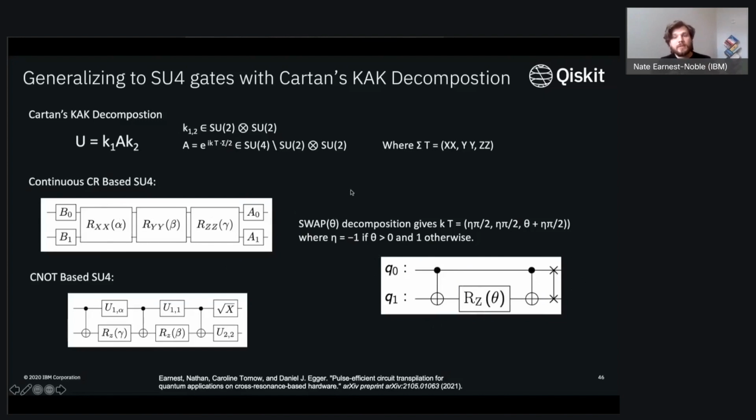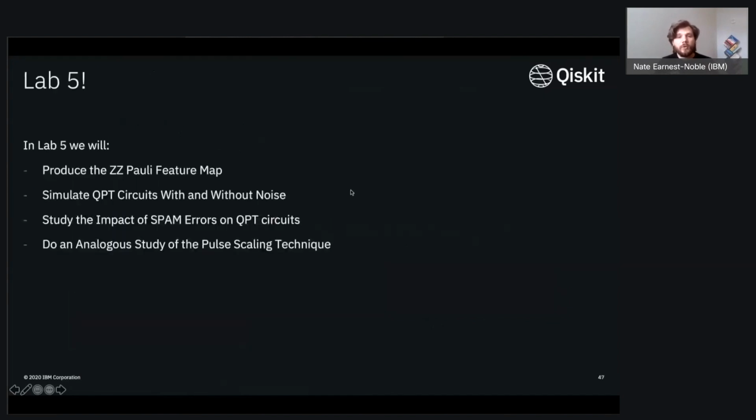So this is the conclusion of this lecture. At this point, I want to point to the lab that we have, Lab 5. In this, we're going to explicitly develop this Pauli feature map, which you may have done at many points at this time. We're going to do the simulation of these QPT circuits with and without noise, and from that I hope to reveal the impacts of the readout errors. Quantum process tomography is quite sensitive to SPAM errors, so in order to get good results when doing QPT, you really need to make sure that you implement that error mitigation technique that I spoke about in the previous lecture.